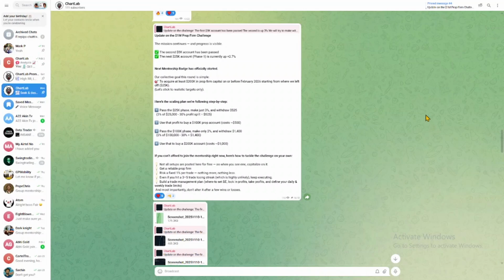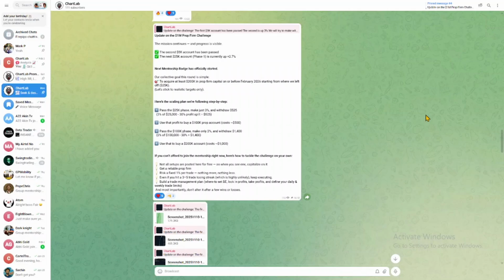So the way we are going to do this is that once the account is passed, we are going to use the profit from that account to scale up to a larger profit. The scaling plan I actually drafted was, if we start with a 5k account, we're going to try to pass it.